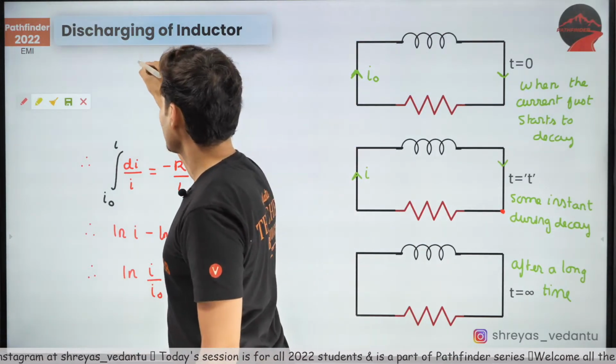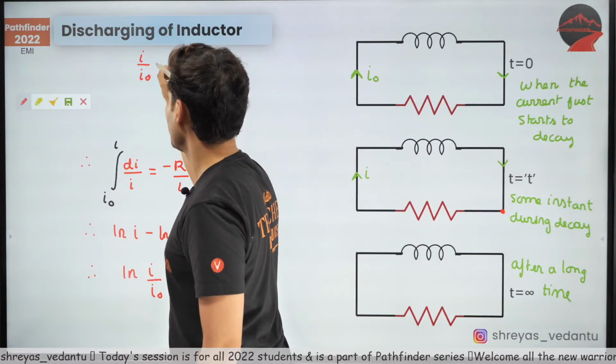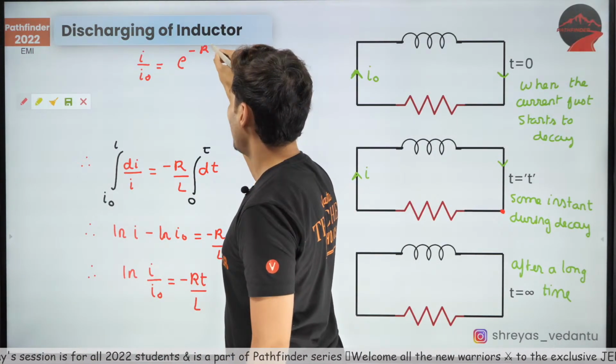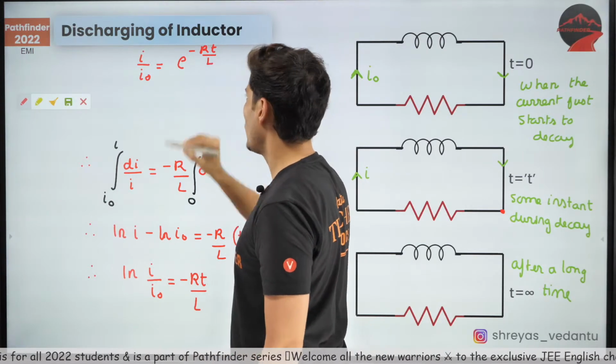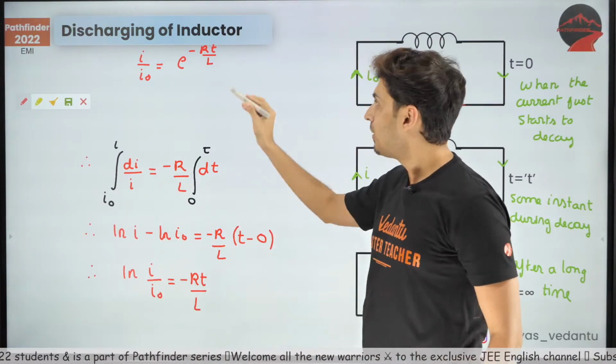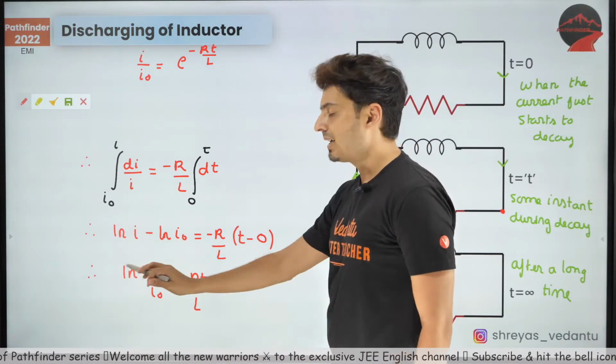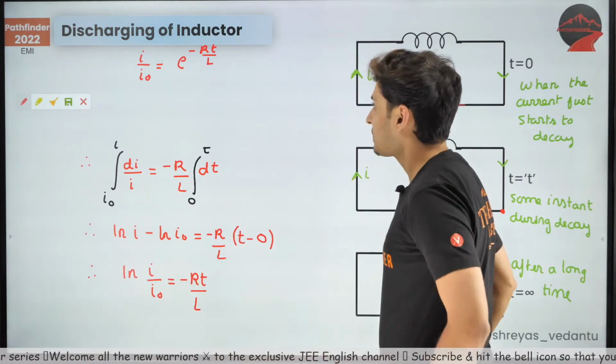Okay, so convert it into exponential form. I by I naught will be e raised to minus RT by L. That's the definition of logarithms. Log of x to the base e, if it is y, then e raised to y is x. That's how it is. Cool.